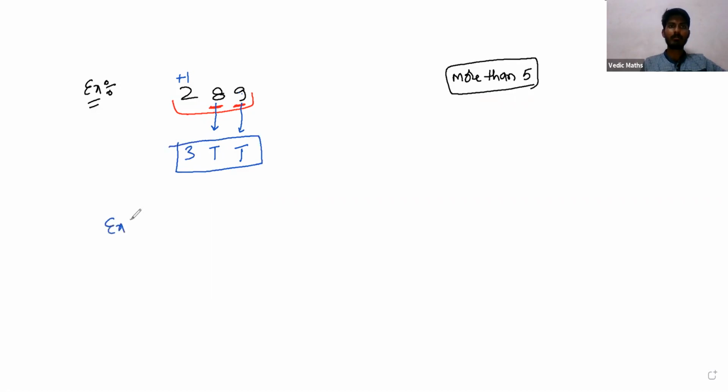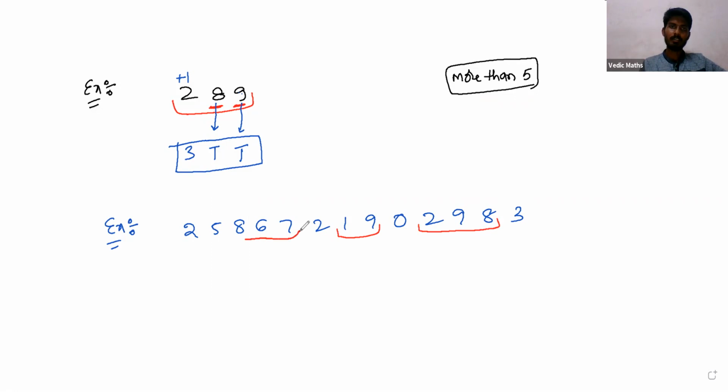Let me take another example. 2, 5, 8, 6, 7, 2, 1, 9, 0, 2, 9, 8, 3. So let us search for the digits which are more than 5. So bigger digit, smaller digit. Bigger digit, smaller digit. Bigger digit and the smaller digit. You can group 5 up to 5, or else you can include 2 also. Not an issue. So 3 is written as it is. From 10, it is 2 bar. From 9, it is 0 bar.